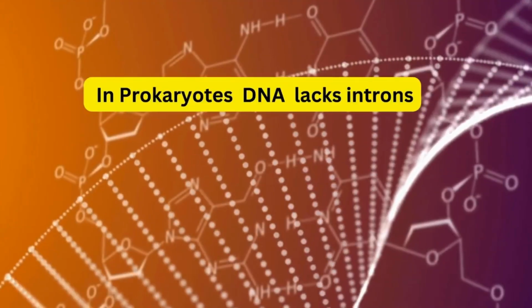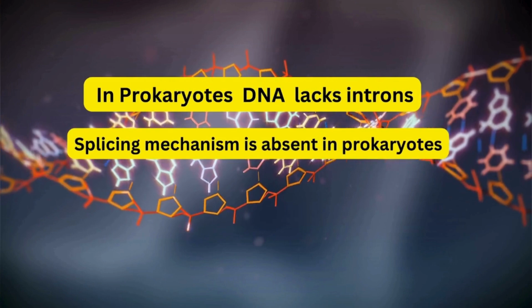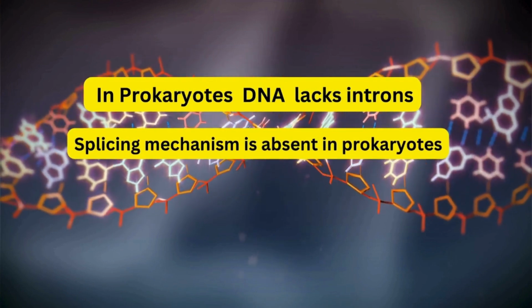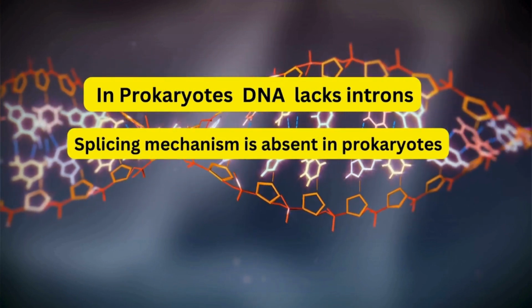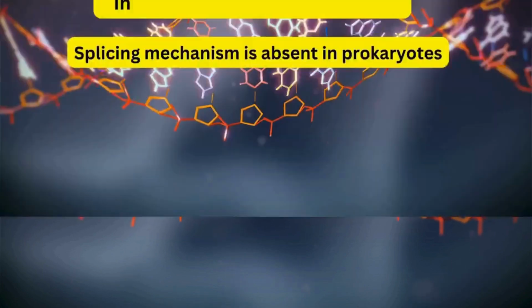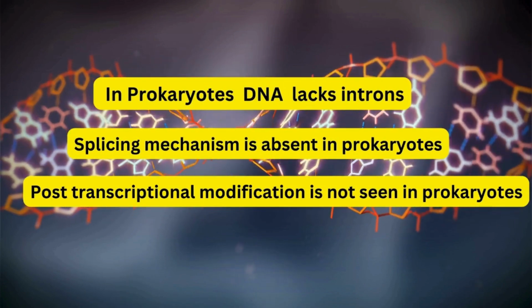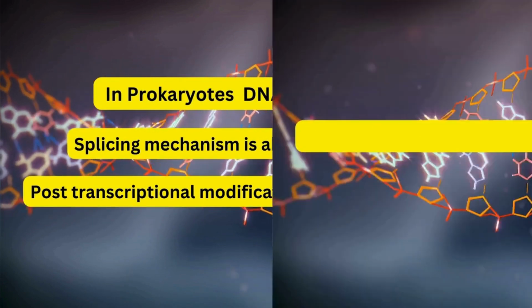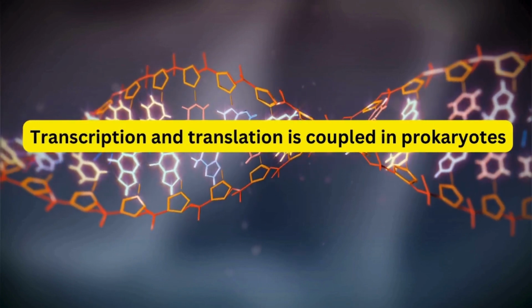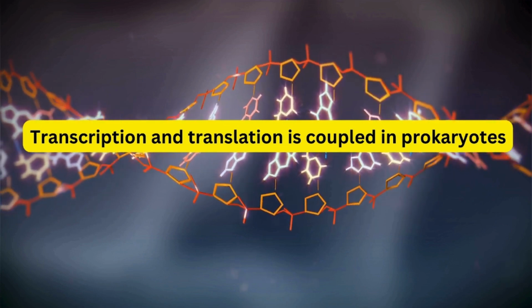In prokaryotes, DNA lacks introns. That means splicing mechanism is completely absent in prokaryotes. If splicing is absent, that means the post-transcriptional modification will not be seen in prokaryotes. Now, one most important point: transcription and translation are coupled in prokaryotes because both processes are taking place in cytoplasm.